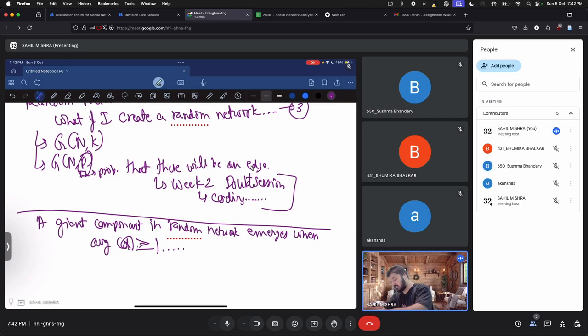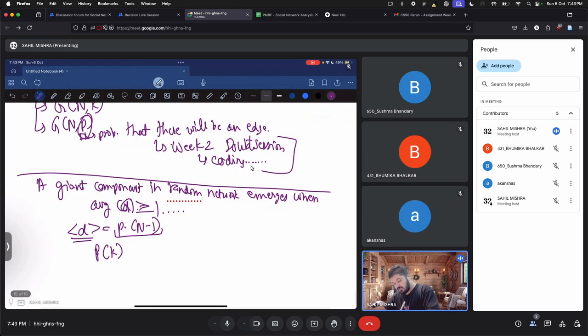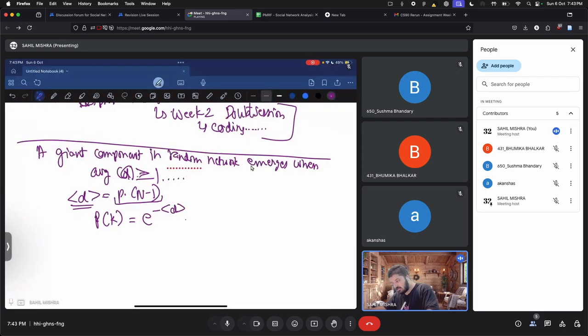But then there are two, three things. What is this value? This D is p times (n minus 1), so D is the average degree. You have to prove that D is greater than or equal to 1, which means you have to prove p(n minus 1) is greater than or equal to 1. Then there's this property, which I'm telling because it is important: P(k) is equal to e to the power minus d into d to the power k upon k factorial.